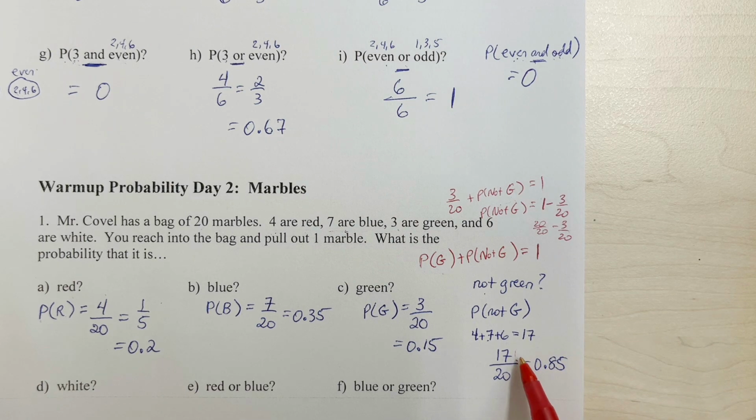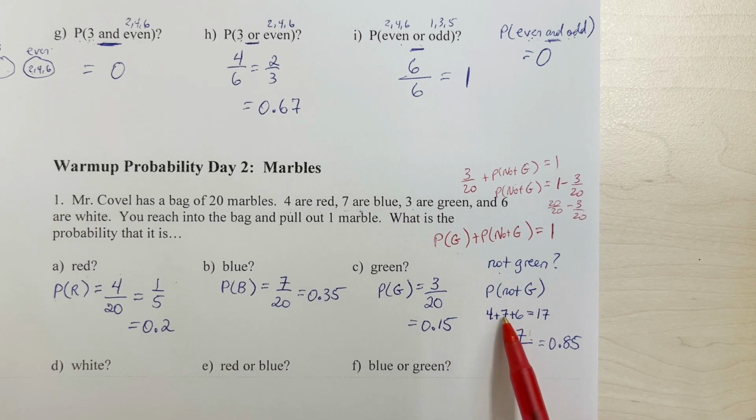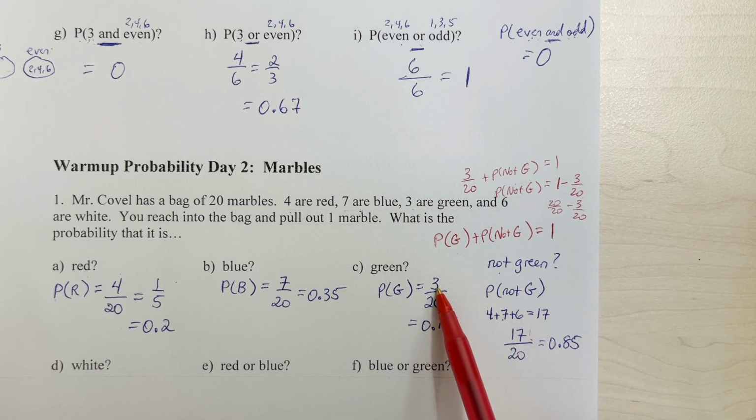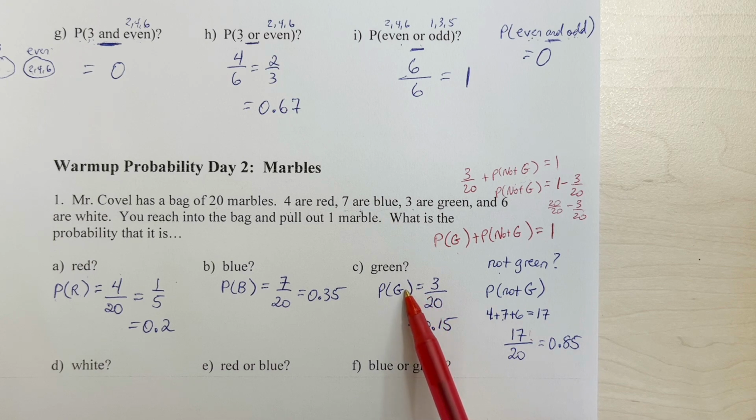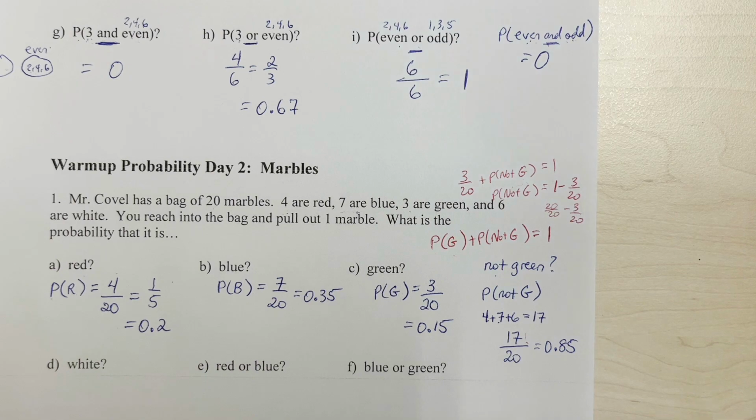So in other words, you can think, all right, if green is 3, then everything else is not 3. So 20 minus 3 is 17. My answer is 17 out of 20. So I can either add up all of the not greens, which I did here to get to 17, but I could also just take away the green, the 3, and what's left, the 17 out of 20, is not green.